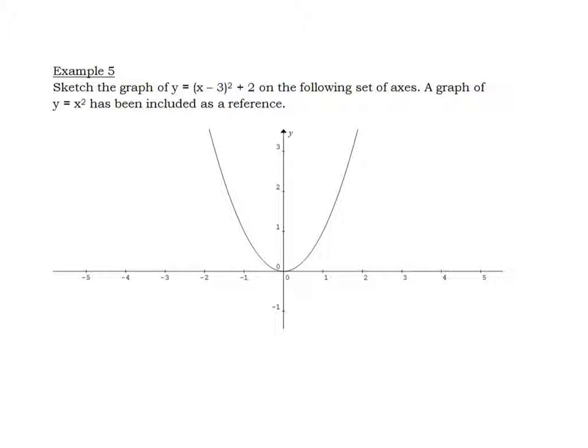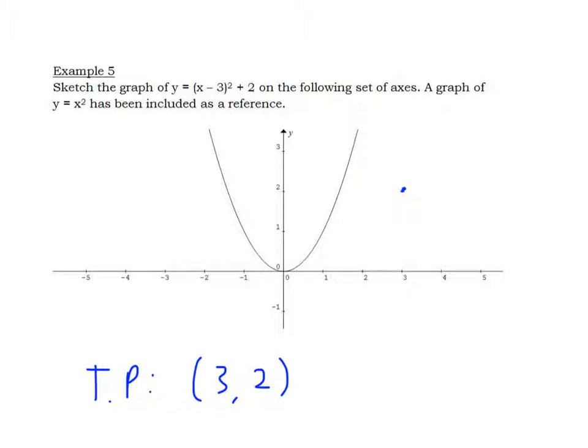Okay, hopefully you've got it now. First of all, there is no dilation because there's no number out the front here. So it's going to keep the same basic shape. There is a translation. We're going 3 units to the right and 2 units up. So the turning point will be at x equals 3 and y equals 2. And that's because the graph has gone 3 units to the right and 2 units up. So that'll be our new turning point.